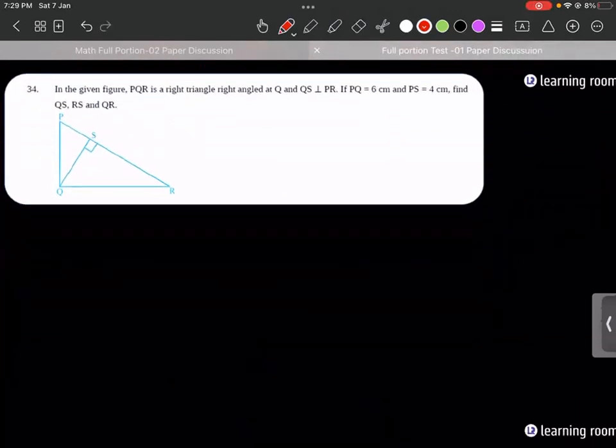So in the given figure, PQR is a right angle triangle at Q, and QS is perpendicular to PR. PQ is equal to 6 centimeter. PS is 4 centimeter. Find QS, RS, and QR. So can you find this distance and tell me?